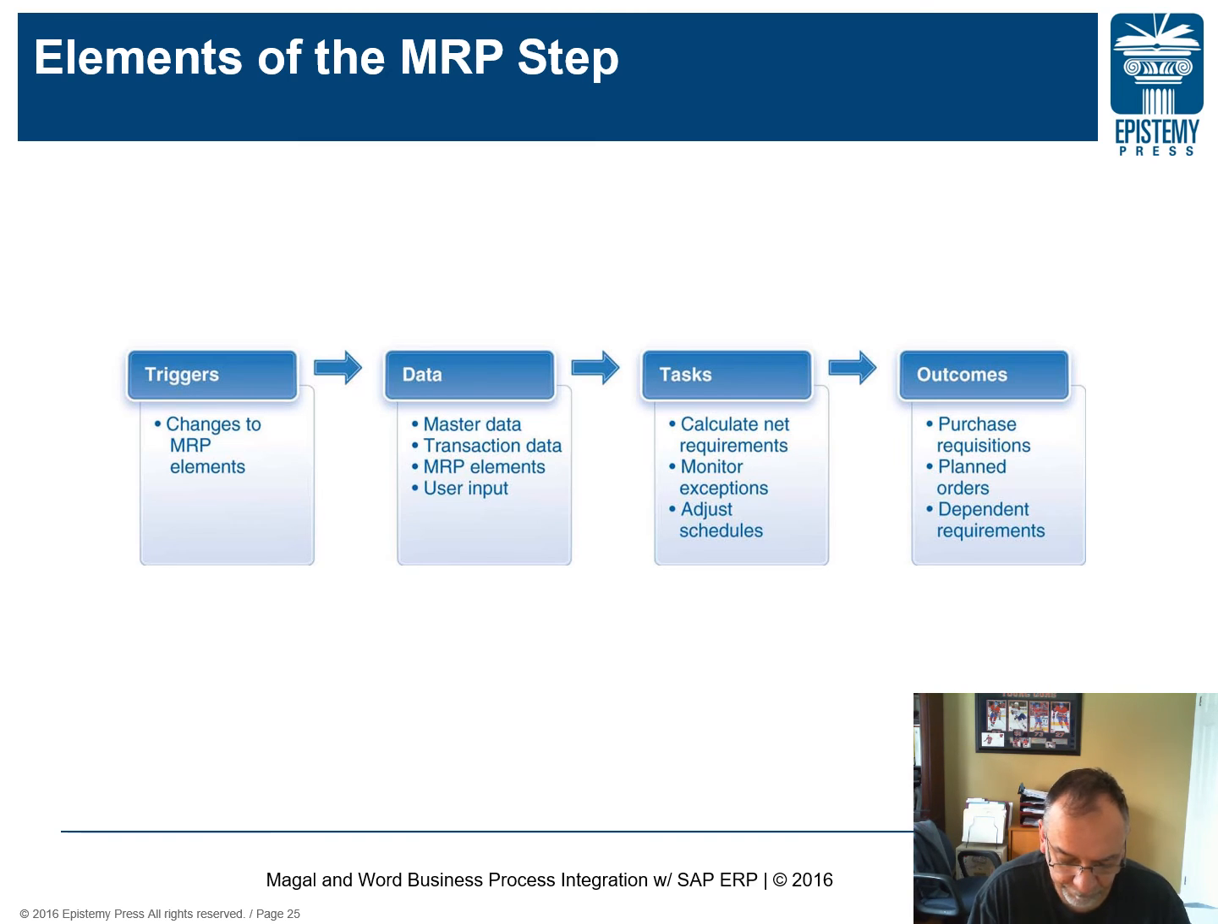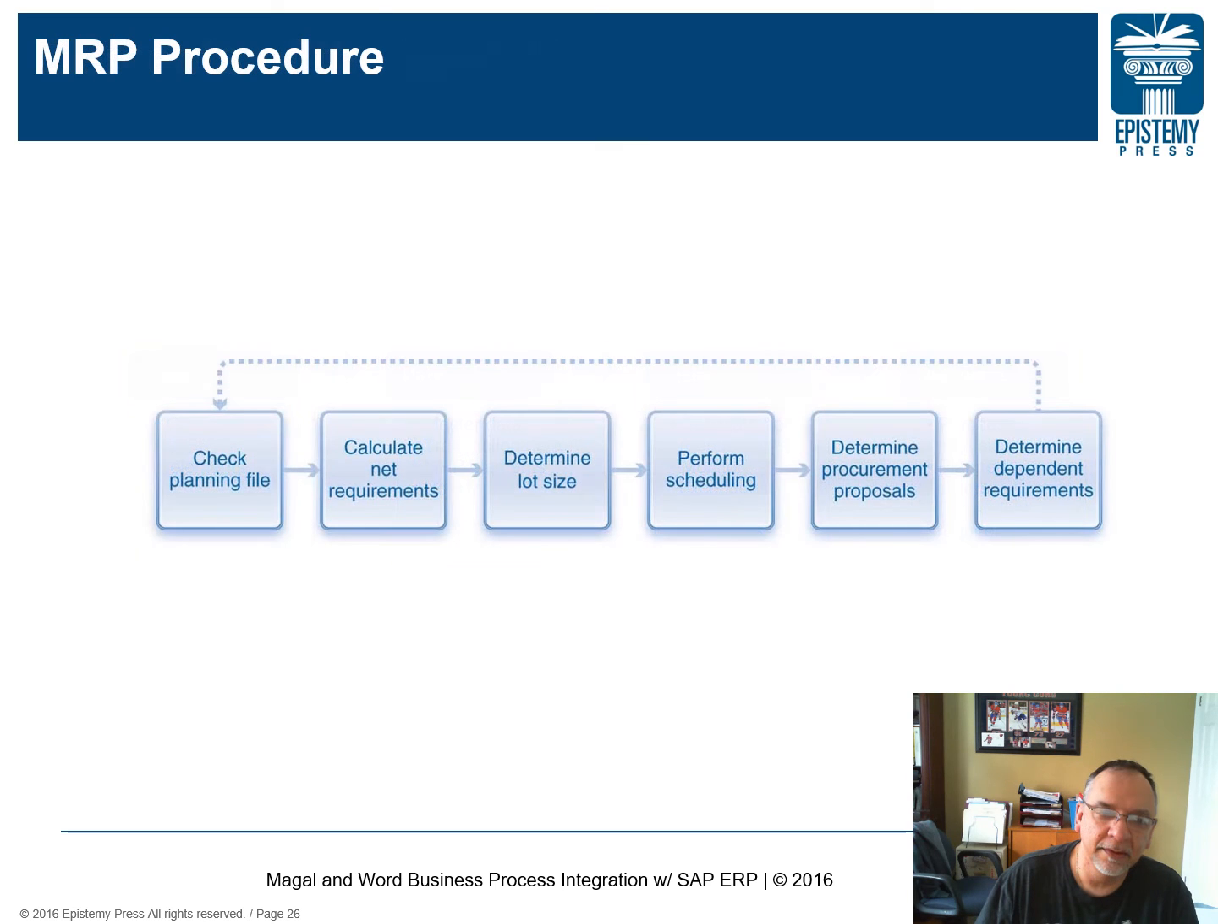Here's the MRP procedure. There's a planning file which triggers a net requirements calculation, which uses lot size defaults to perform scheduling and determine new procurement proposals.